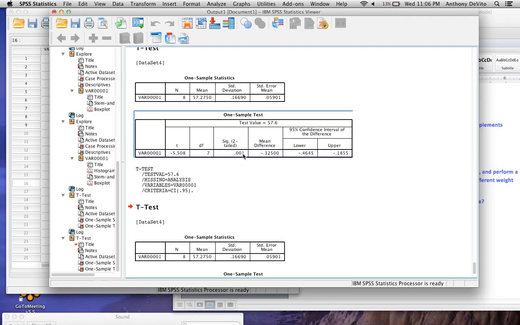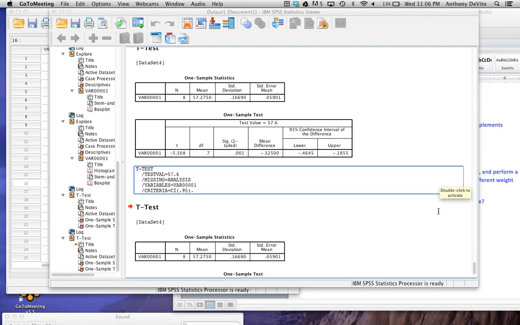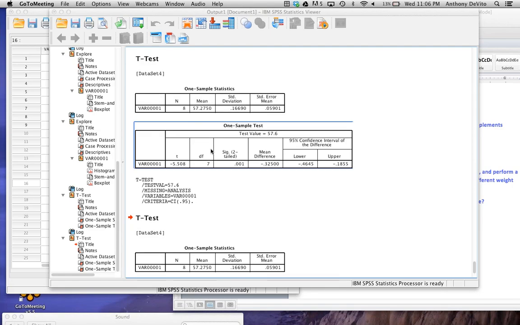Not often you're going to do a one-tailed test though. Okay, so let me see if there's any questions on that so far. Okay. The t-score is negative only because of the way it used the data, because our sample mean was a lower number than our test mean, right?